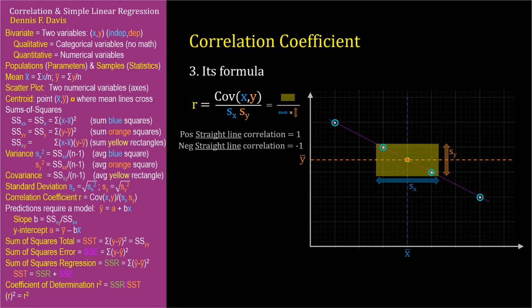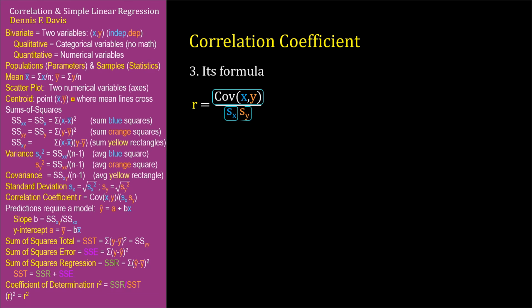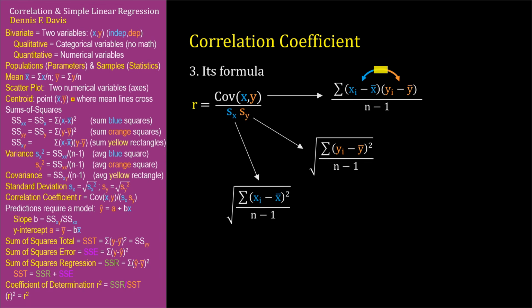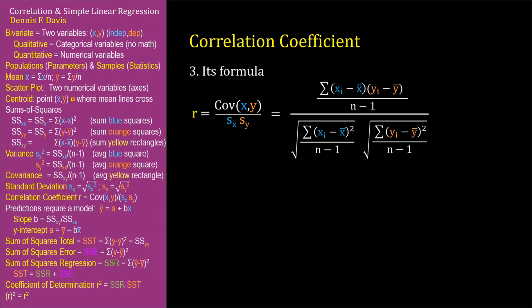The formula for the correlation coefficient consists of 3 factors we already know how to calculate. The numerator is the covariance, the average product of x and y distances from the mean, whose memory aid is the yellow rectangle. The denominator is the product of the x and y standard deviations, S sub x and S sub y. The standard deviations are the square roots of the variances. When we combine these into a single expression, it can look overwhelming.